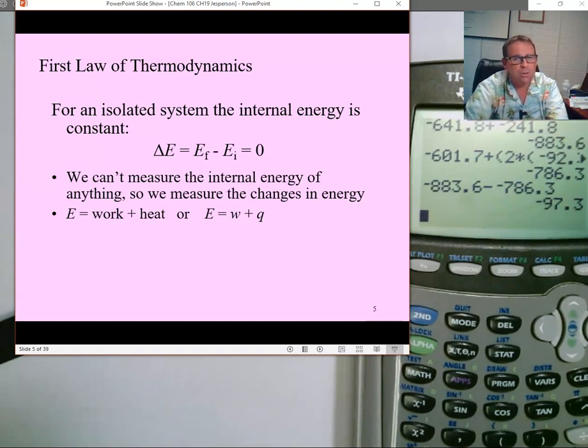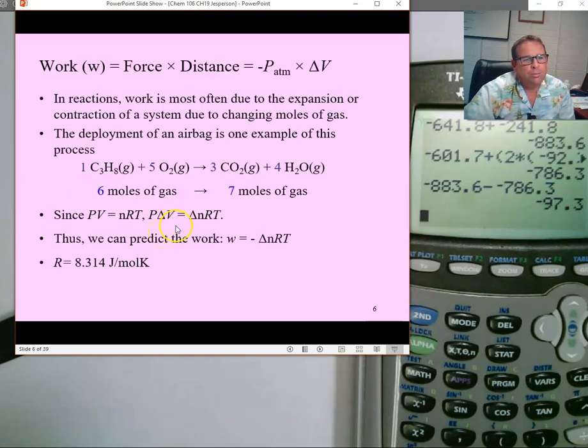And in any of those scenarios, the heat that's gained or lost is typically much more significant, much larger than the amount of work energy done. But that's not always the case. So, here's an example of a chemical reaction in which we start our reactants with 6 moles of gas, but we end with 7 moles of gas.